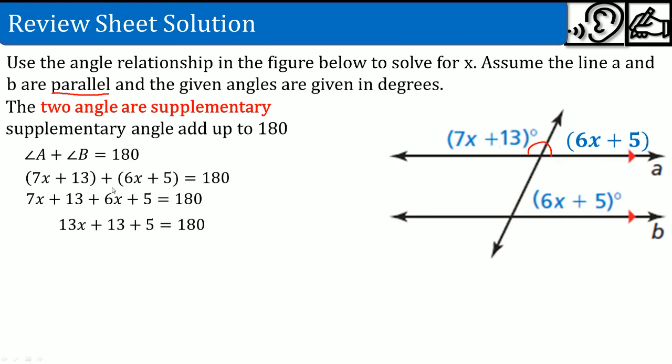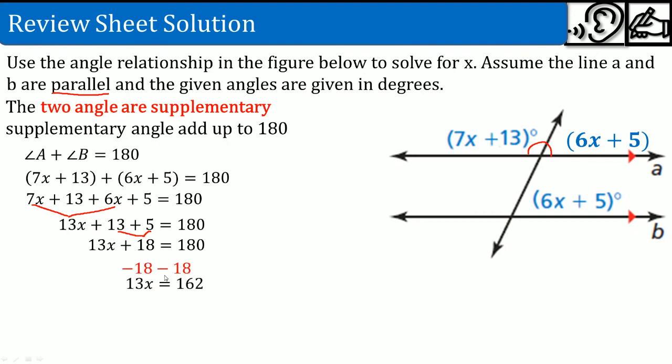So what is 7x plus 6x? That becomes 13x. I want you to make sure that you understand how I'm getting it. 7x and 6x here becomes 13x. Alright, 13 and 5 remains there. Okay, that 13x plus 18 is the next step. Where am I getting that? I'm getting it from 13 here, and 5's right there. Okay, so 13x plus 18 is equal to 180.